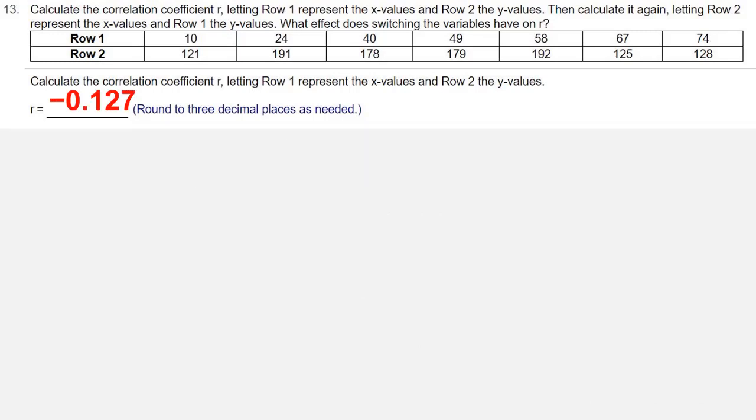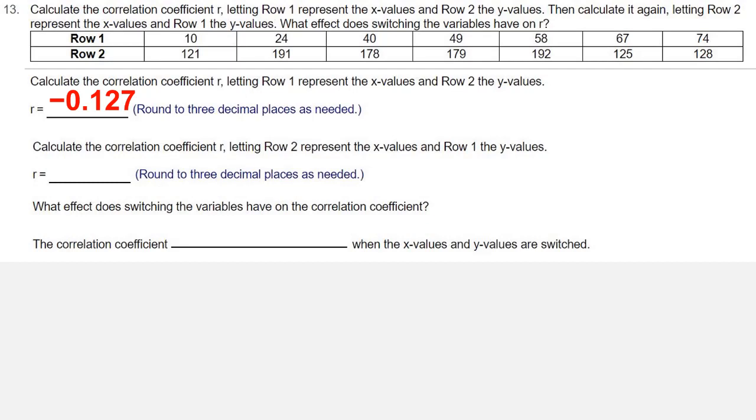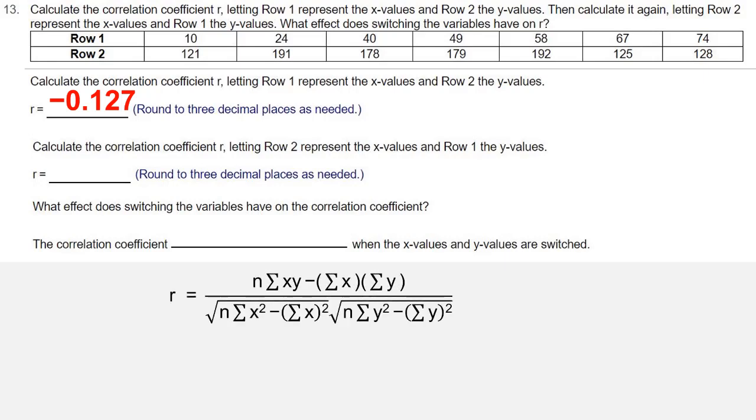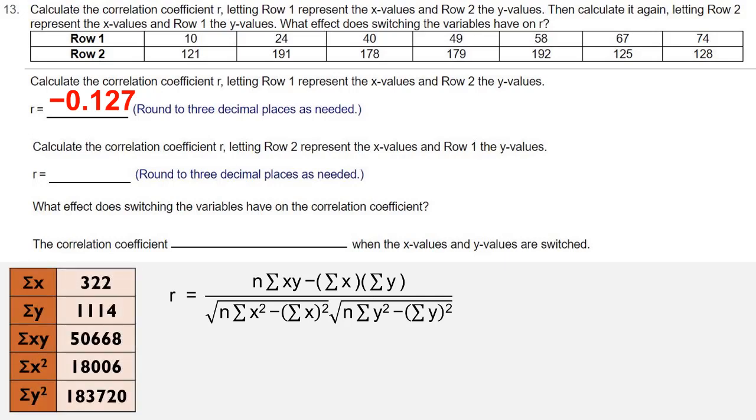The second part of this question asks us to calculate the coefficient R, letting row 2 represent the x values and row 1 the y values. So let's recall the formula for the correlation coefficient along with the table of values we got from part 1. What's going to happen when we switch the rows around? Well, in our table, the sum of the x's and the sum of the y's will change positions, and the sum of the x squareds and the sum of the y squareds will change position. So the table looks like this.